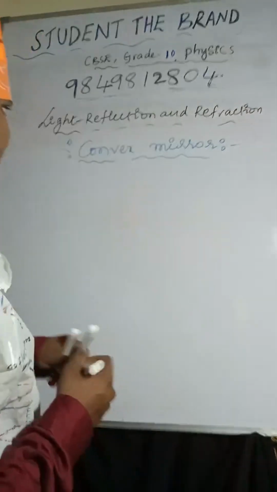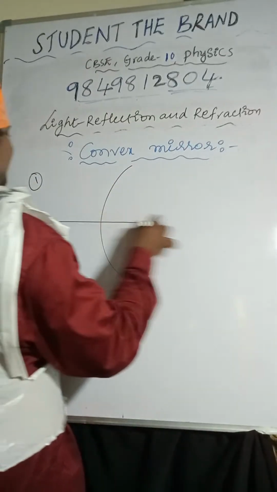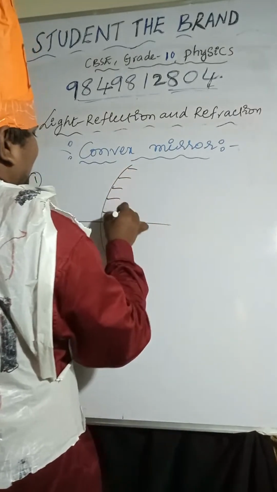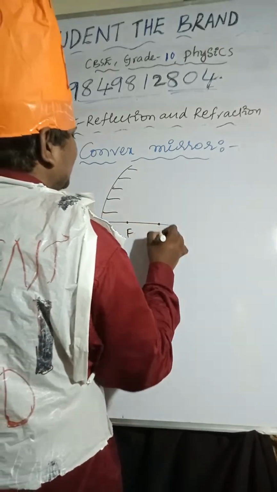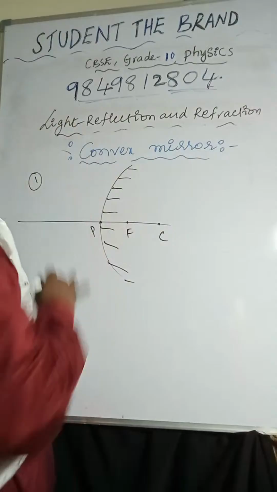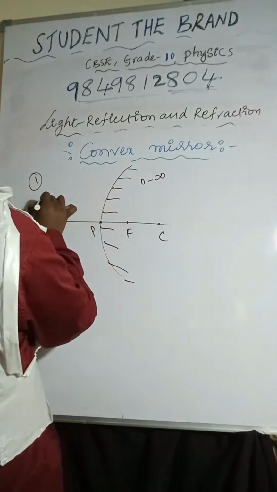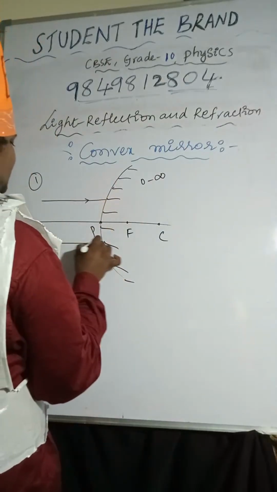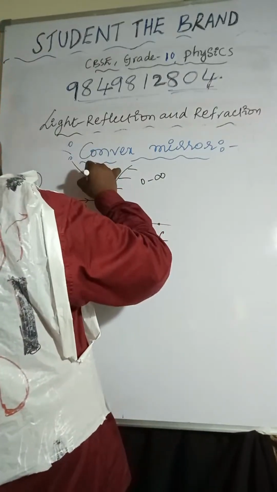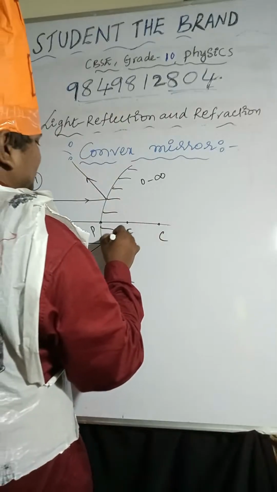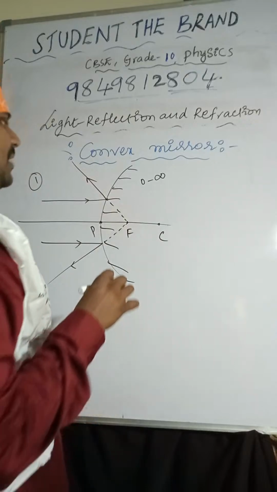So now what are those? We will discuss. Point number one. Convex mirror: pole, focus, center of curvature. Object is at infinity. How many light rays are required to form the image of the object? Minimum 2 light rays are required. After reflection, those light rays are moving away from the principal axis. If you are extending the reflected light rays, those are meeting at focus. Object is at infinity, image is forming at focus.